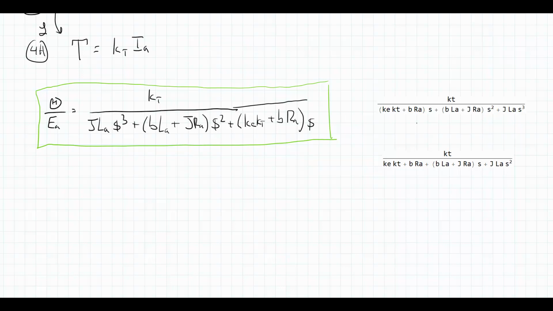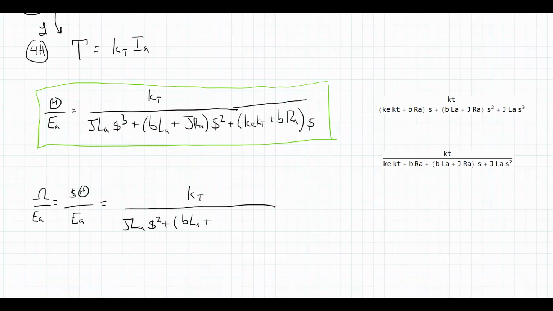The second transfer function is that omega over EA, which we got from differentiating capital theta. So these are the same. Omega is, in the Laplace domain, S times theta. So I'll transcribe this. And the numerator, again, is fine, KT. And all that really happened was all of the powers went down by 1 in the denominator when I multiplied through by S. So I have an S squared now. I have BLA plus JRA S plus KEKT plus BRA is my constant.